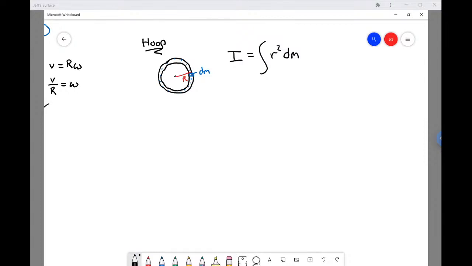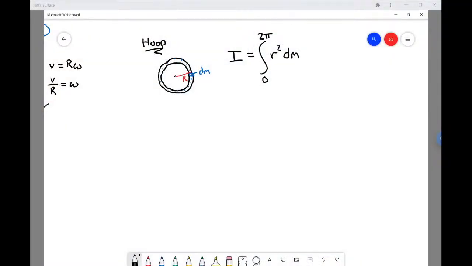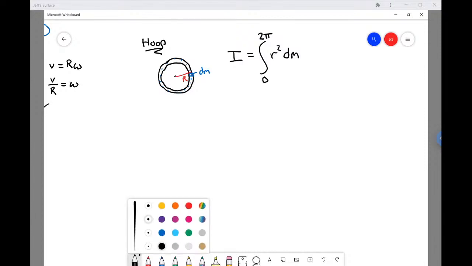So the limits of integration here could be 0 to 2 pi radians. That would be going around in the circle, integrating around all these little pieces of mass. So one thing we have here is, well, the limits of integration are units of angle, and dm is units of mass. So we have this disconnect between what we're integrating with respect to and our limits of integration.